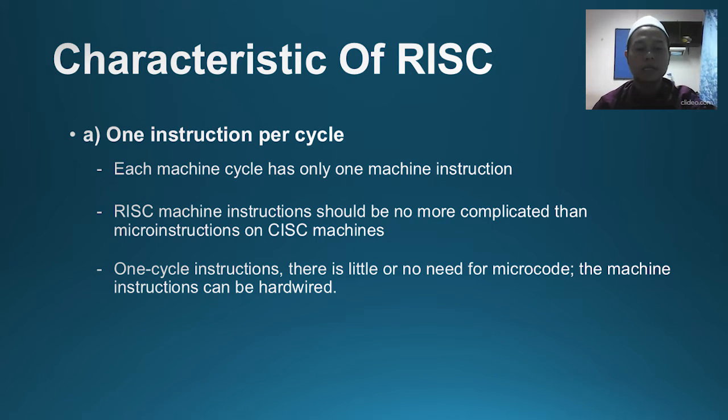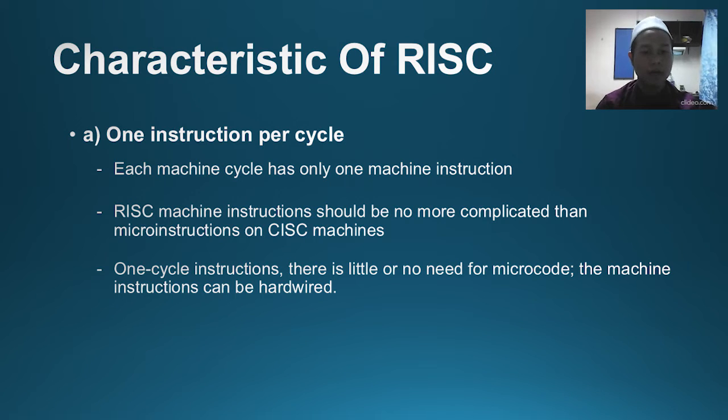The first characteristic is that each machine cycle has only one machine instruction. The time it takes to collect two operands from registers, perform an ALU operation, and store the result in a register is called a machine cycle. As a result, a RISC machine instruction should be no more complicated than a micro instruction on a CISC machine.